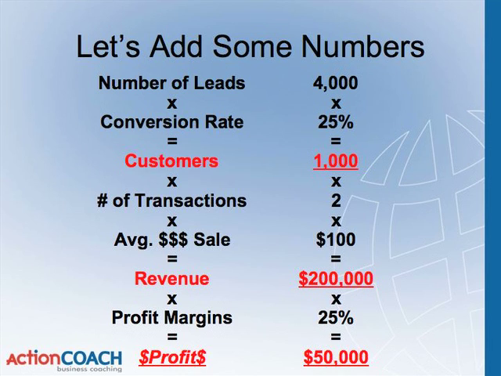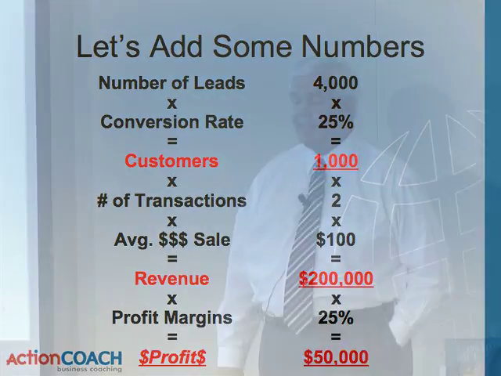So number one, it would assume that you have some sort of mechanism in place, a system for tracking the number of leads that come into your business. Why is that important to you? So you know which marketing strategies are working so you can make adjustments. Their conversion rate was 1 out of 4. That gave them 1,000 customers. You can read the rest of the math. That produced $50,000 in profit.